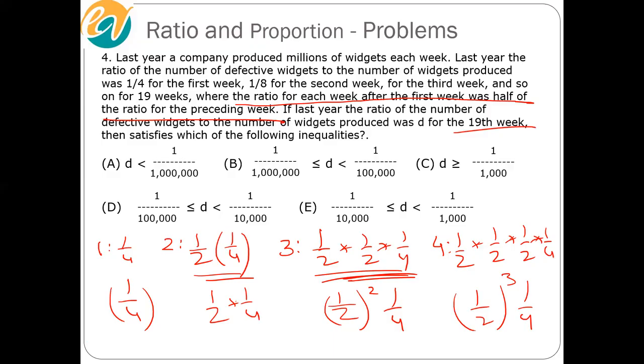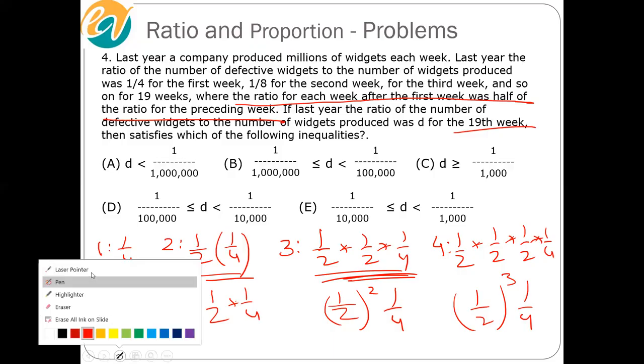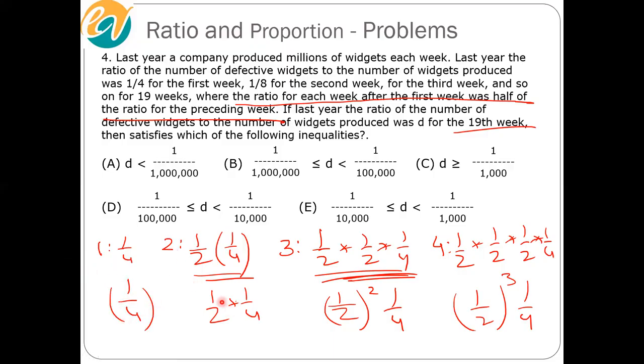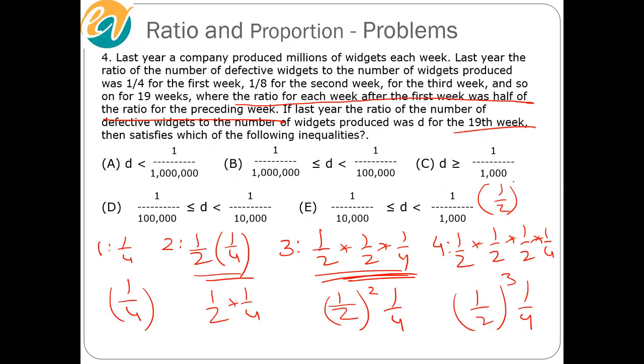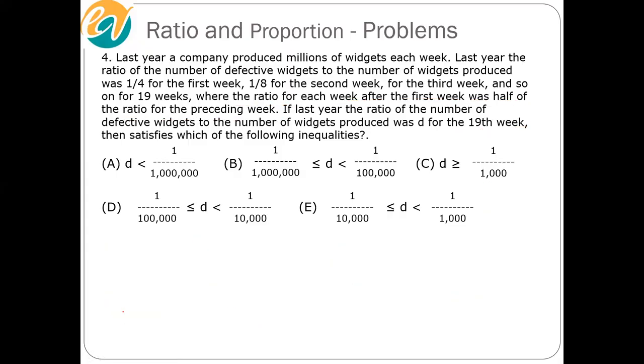Yes. Excellent, excellent, Raman. Notice for the first week, it is 1/4. For the second week, it is 1/2 into 1/4. For the third week, it's half square. For the fourth week, it is half cube. So for the 19th week, it would be half raised to the power of 18 into 1/4. Correct? Half raised to the power of 18 into 1/4. So that would be the ratio for the 19th week.